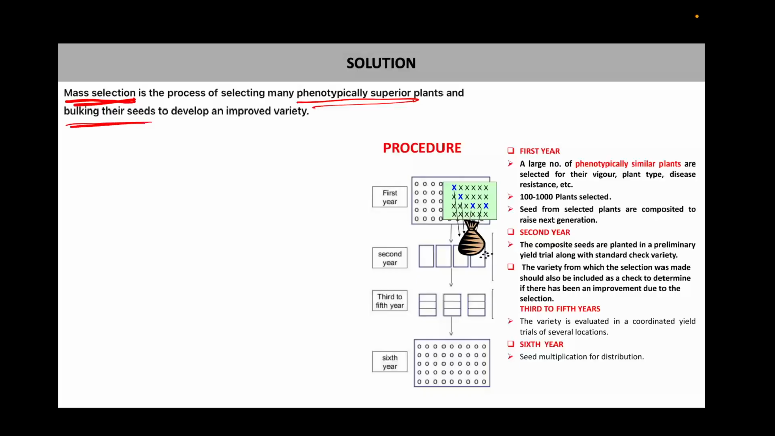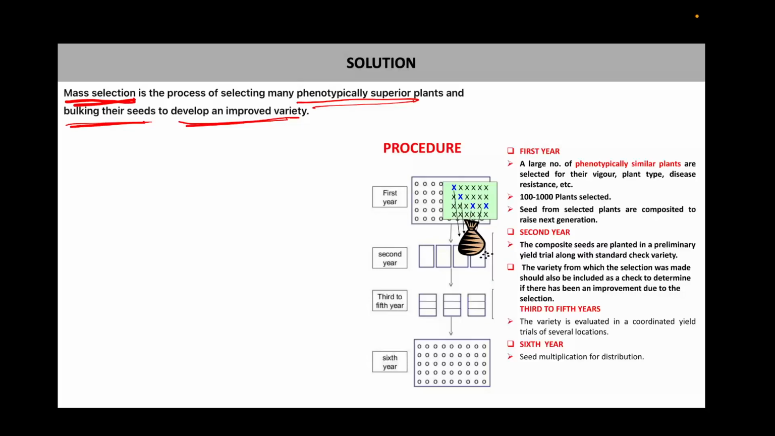So mass selection will totally depend on selecting those plants which are phenotypically superior, and then after their selection, their seeds are bulked and developed into an improved variety. There is no molecular basis of selection of these plants, whether the plants are heterozygous or whether they are homozygous. We have no idea about that. Just because the phenotypes are better than other plants, they are selected.